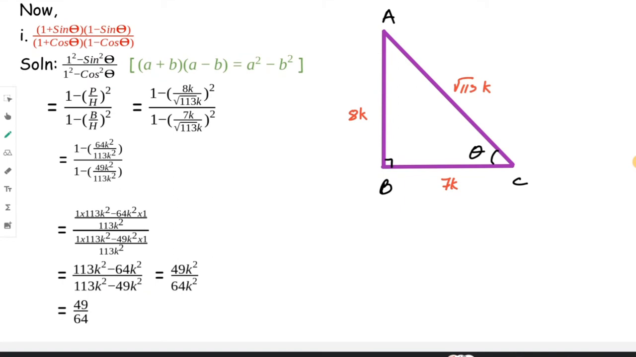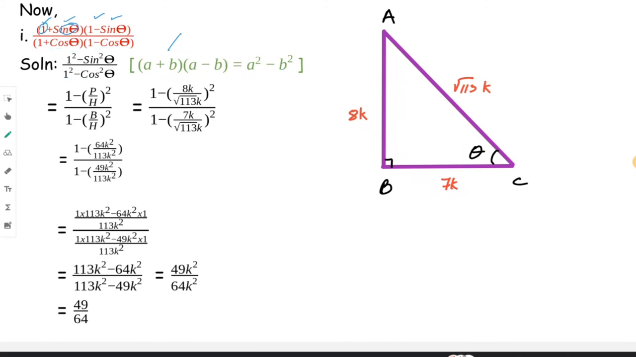First one. Alright, so if you look here, the Roman number 1, a plus b, a minus b. That means my a is 1 and b is sine theta. Why? Because I want to use this formula, a plus b, a minus b. What do you get? A square minus b square. So you can see here, a square minus b square. Same thing for the denominator, a plus b, a minus b. I'll get a square minus b square.